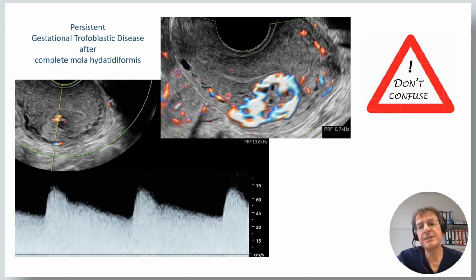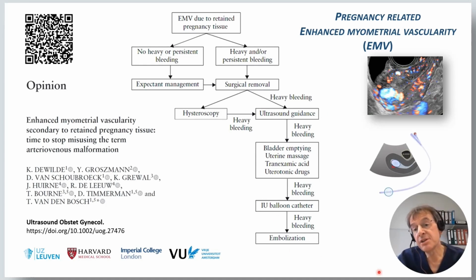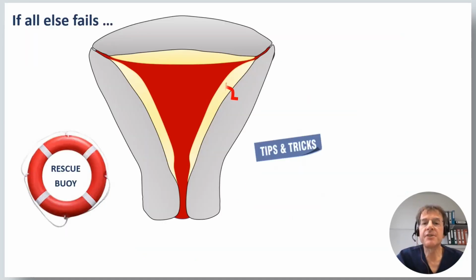also don't confuse it with enhanced vessels you see in gestational trophoblastic disease, as you see here. That's something else. Okay. And that's the algorithm used in the cases of retained products of conception with enhanced myometrial vascularity. You can read it. And we almost never use embolization, but we use an intrauterine balloon catheter in case of heavy bleeding.